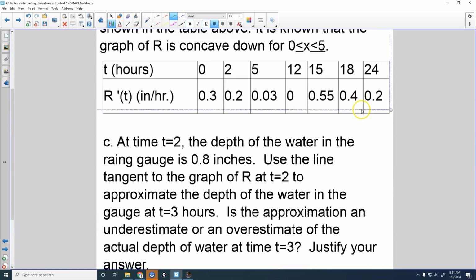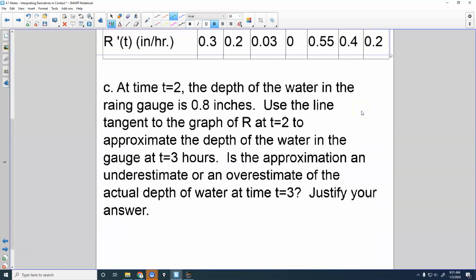All right, same information. At time t equals 2, the depth of the water in the rain gauge is 0.8 inches. Use the line tangent to the graph at t equals 2 to approximate the depth of the water in the gauge at 3 hours. Is the, let's see, do I even want to do this? What section is that in? Hold on just a second.